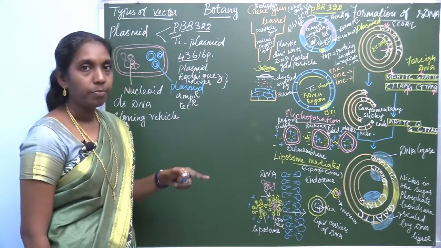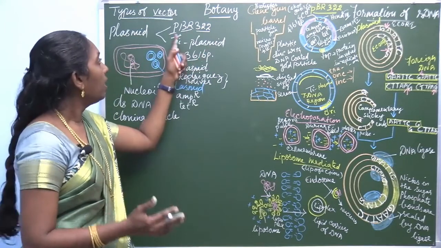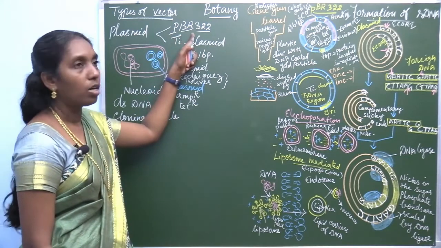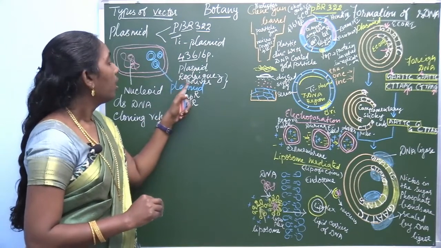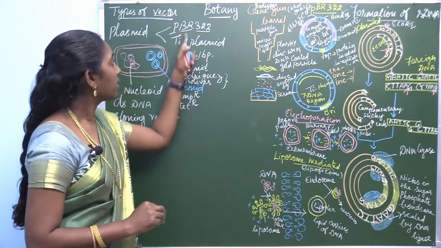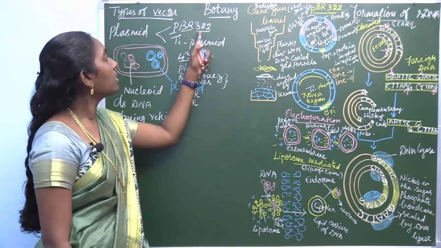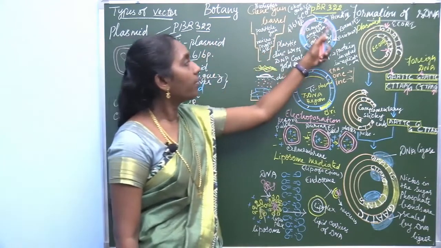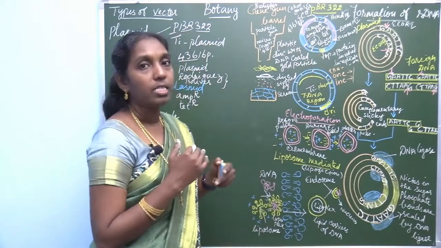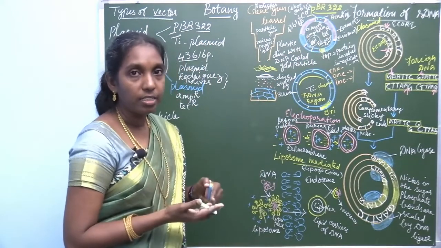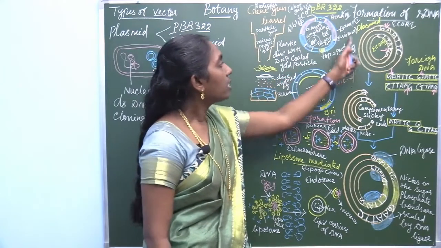4361 base pairs. The name of this plasmid is denoted by P, for plasmid; B and R represent the names of the scientists who developed it, Bolivar and Rodriguez respectively; and the number of this plasmid obtained in the laboratory is 322. There are different regions. What are the regions here? There is an antibiotic resistance region, the ORI region, and recognition sites. Name all these and write them down.